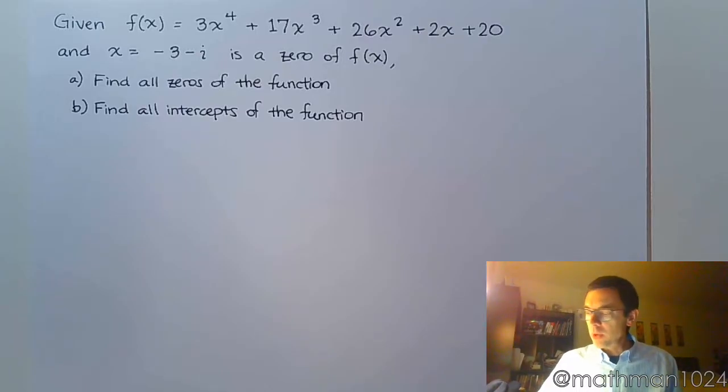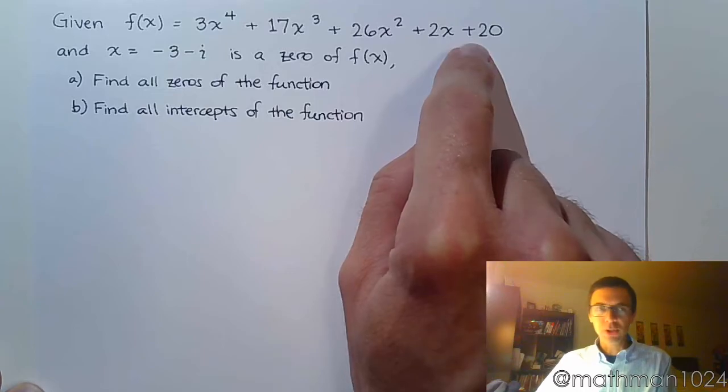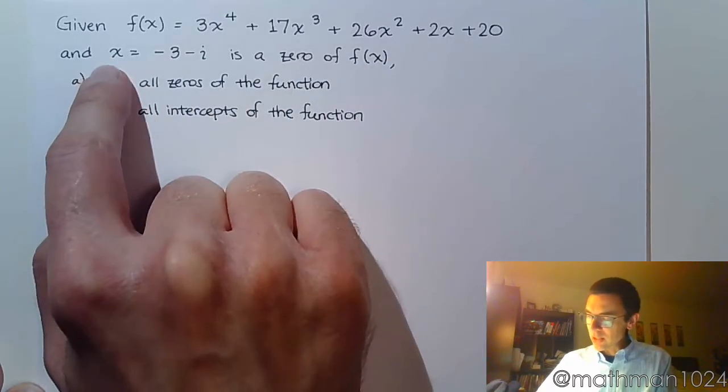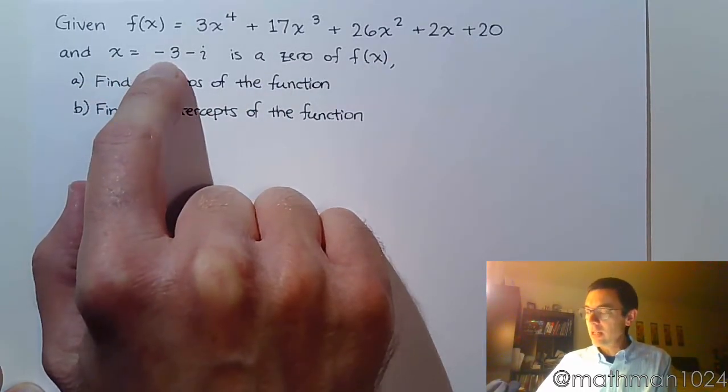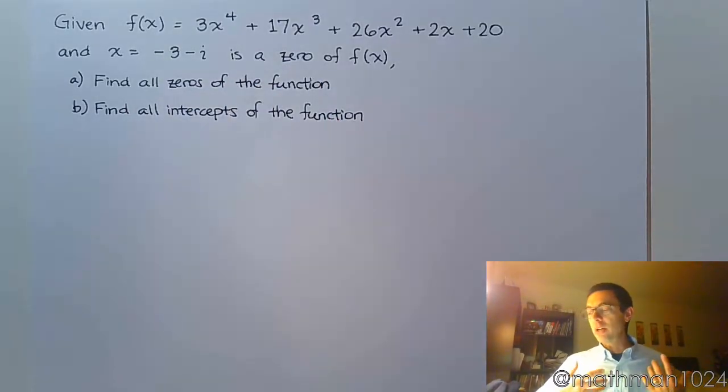In this video, we have a polynomial function, f of x equals 3x to the fourth plus 17x to the third plus 26x squared plus 2x plus 20. We are told that x equals negative 3 minus i is a zero, and we need to find all of the zeros for the function and then find all of the intercepts of the function.